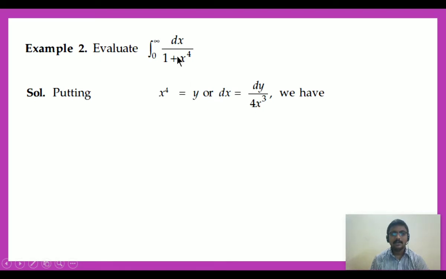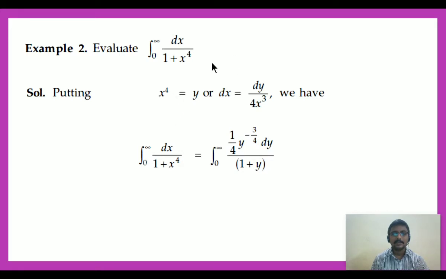Substituting these values in the above integral, the integral becomes the integral from 0 to infinity of dx, but dx is dy by 4x cubed. But what is x here? x is y power 1 by 4, which is obtained by taking power 1 by 4 on both sides. So substituting, we will have dy by 4 into y power 1 by 4 whole cube.